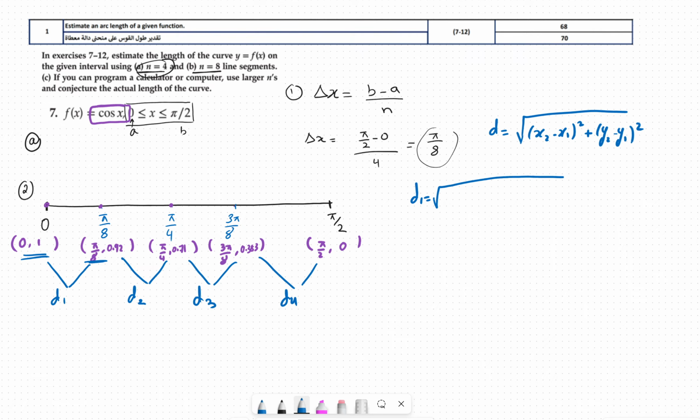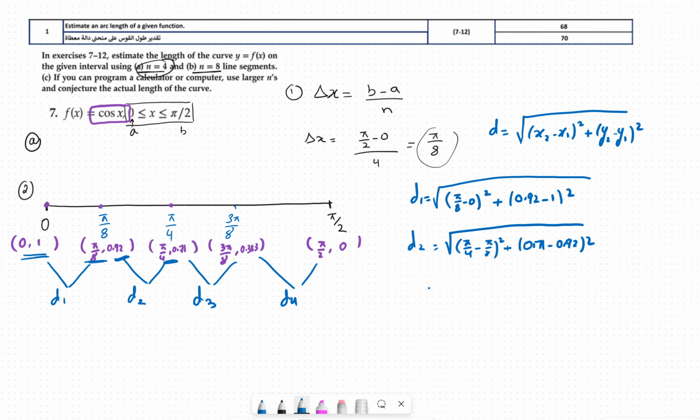So I will say square root of pi over 8 minus 0 squared plus 0.92 minus 1 squared. Distance 2, square root of pi over 4. So now distance 2 is between this point and this point. So pi over 4 minus pi over 8 squared plus 0.71 minus 0.92 squared.